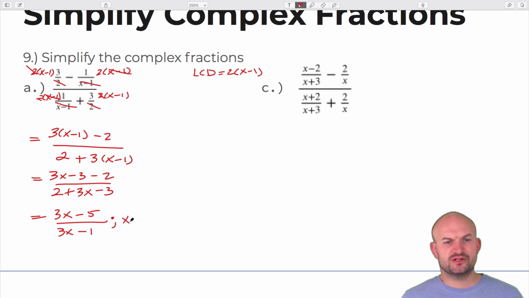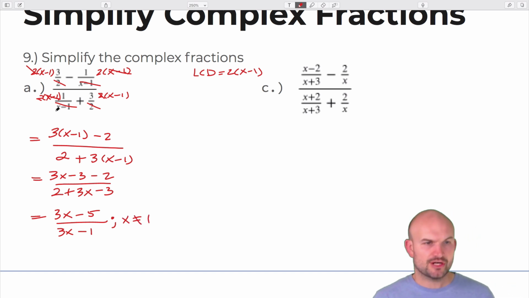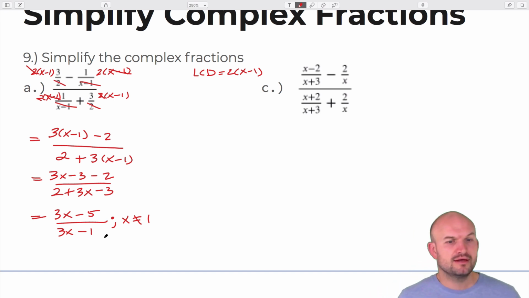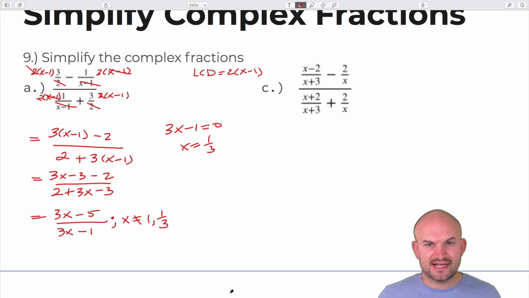So let's check our excluded values. We know that x cannot equal positive 1 because that makes that fraction 0. 2 does not make the denominator 0, right? That's just a number in the denominator. And then also we have 1/3, right? So if we were to set 3x minus 1 equal to 0, we would get x equals 1/3. So x equals 1/3 also makes the denominator equal to 0. So therefore, that's why it's an excluded value.